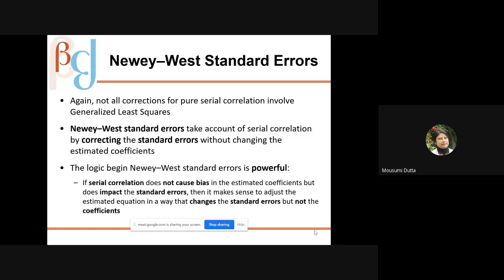Remember that using these methods, basically, we are trying to find a route by which we will be able to calculate the rho value. Once we have rho in our hand, we will be able to apply the least square technique to calculate parameters of the model. Again, not all corrections for pure serial correlation involve generalized least square. Newey-West standard errors take account of serial correlation by correcting the standard errors without changing the estimated coefficients.